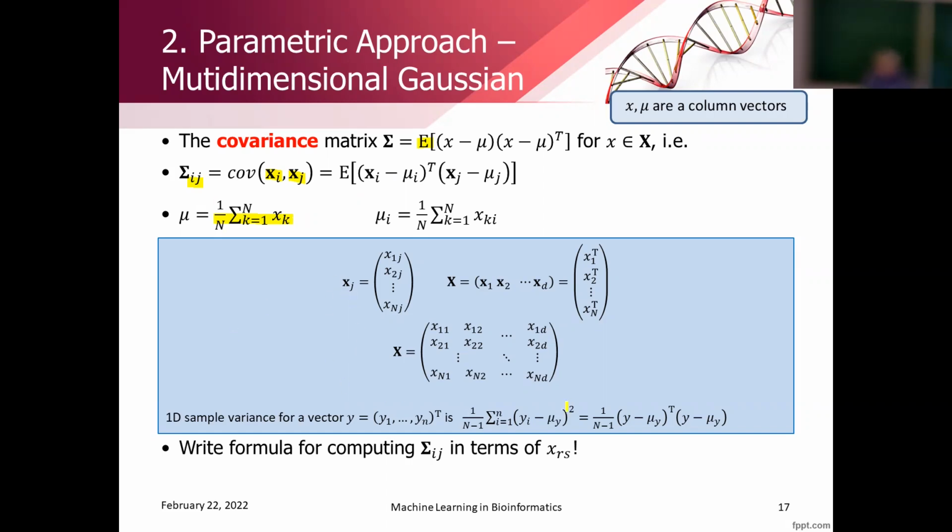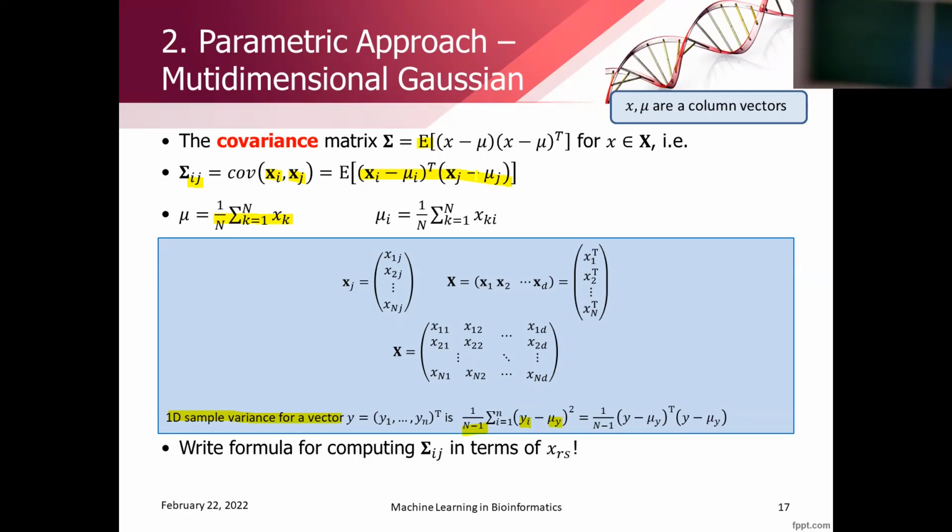This is just repeated from the slides from the previous part. So this is the notation, and for a one-dimensional sample vector, the variance is 1 divided by n minus 1 times the sum of square differences between the value of the variable and the mean of the variable. But now we need this to compute the covariance between two attributes.